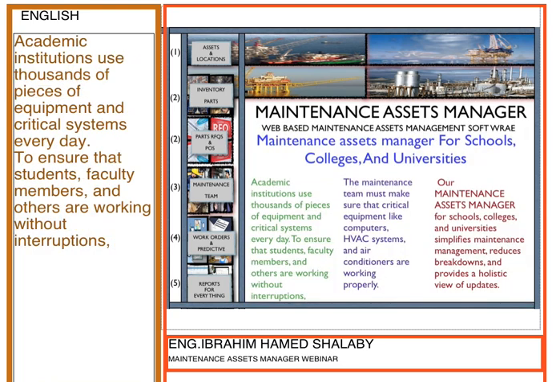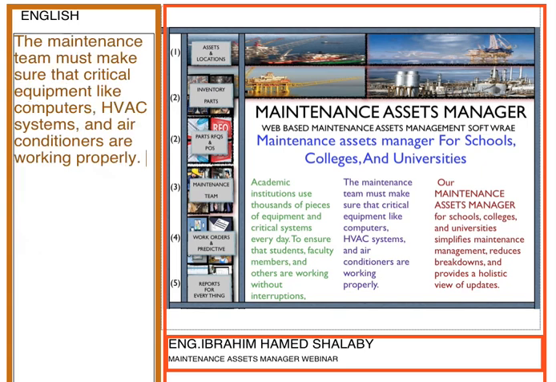Academic institutions use thousands of pieces of equipment and critical systems every day to ensure that students, faculty members, and others are working without interruptions. The maintenance team must make sure that critical equipment like computers, HVAC systems, and air conditioners are working properly.